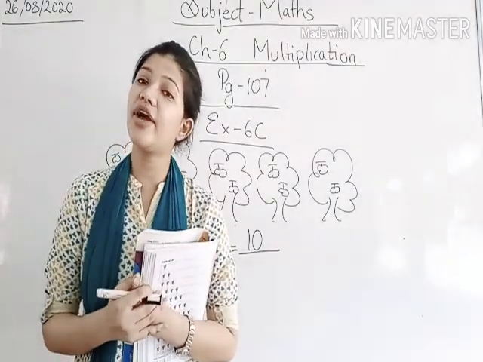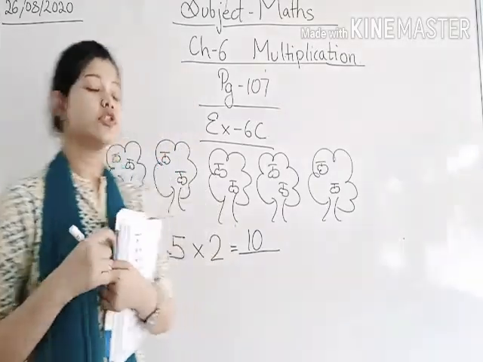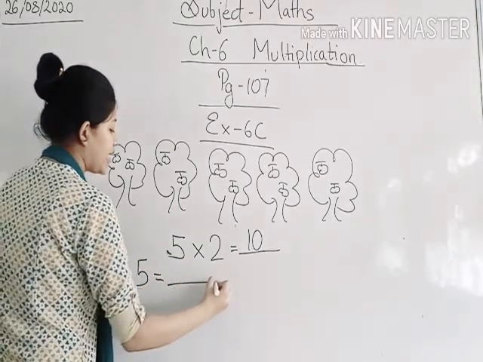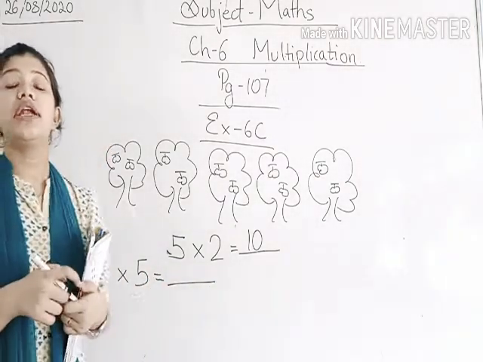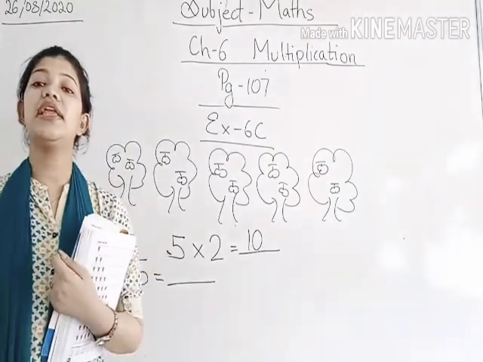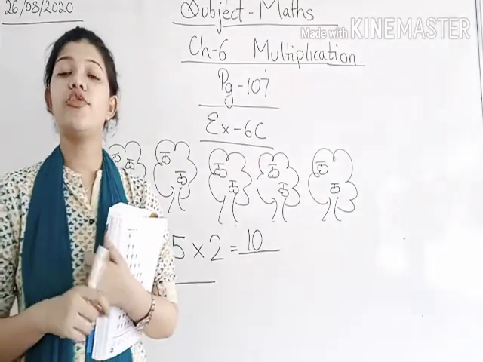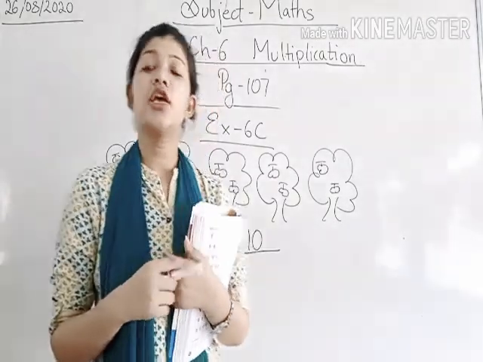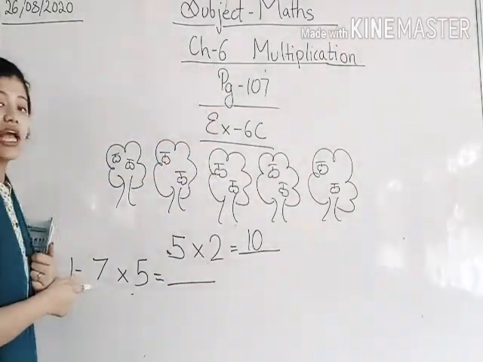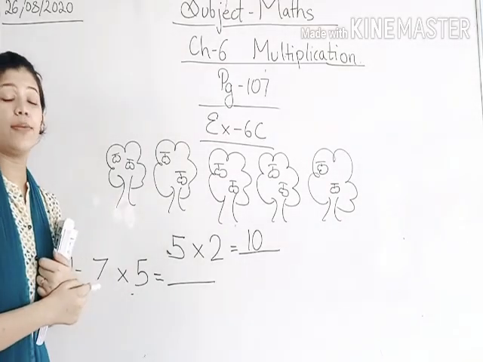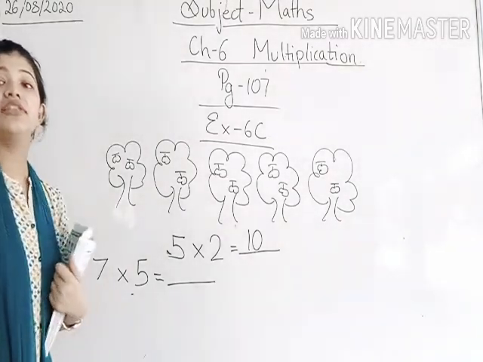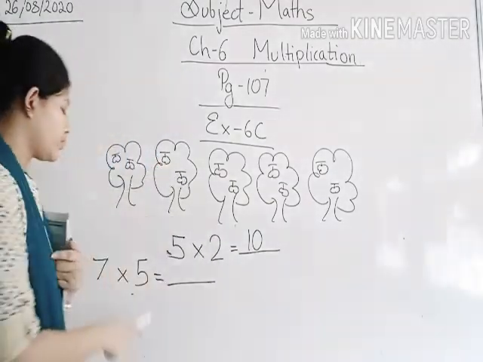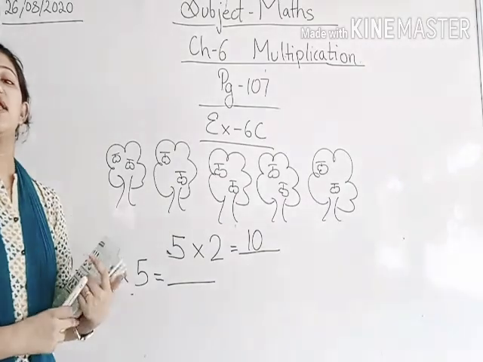What will be our second factor? 5. Yes. So we will write 5 as the second factor. And now we have to find the total number of pens in all the pen holders. So how will we find it? We will start reading the table of 7. 7 ones are 7. How many times will we read the table of 7? 5 times. So let's count.